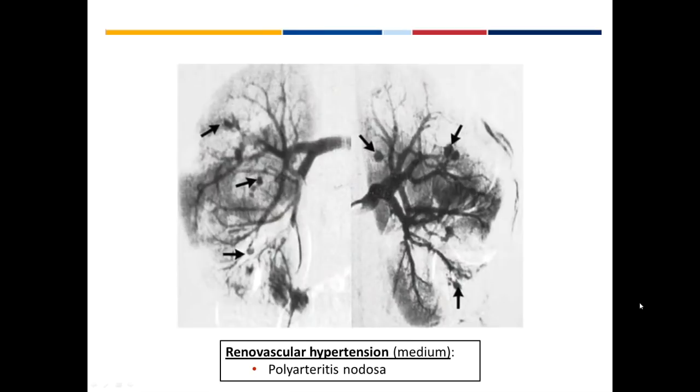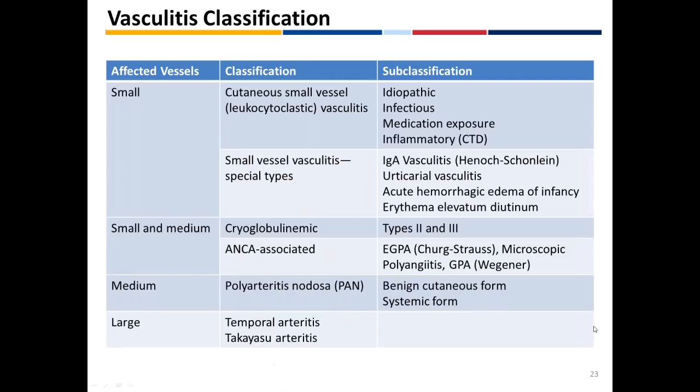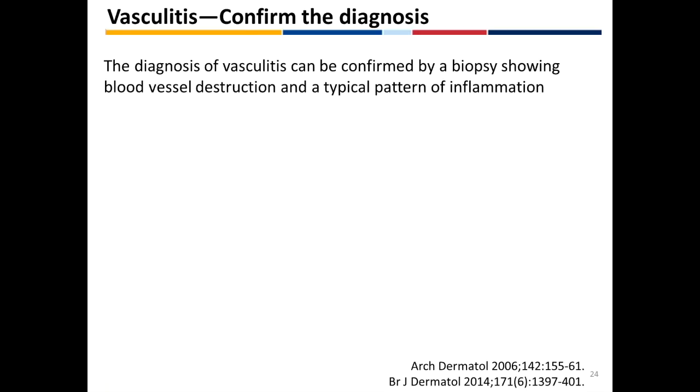But how can we really prove it? Well, here again, the skin is quite a useful thing to us because we can easily biopsy the skin. It's not as difficult as biopsying other organs. And so if we're able to biopsy a spot of purpura, for instance, and we show that there's blood vessel destruction and there's a typical pattern of inflammation, then we can confirm that, yes, in fact, there's vasculitis here.